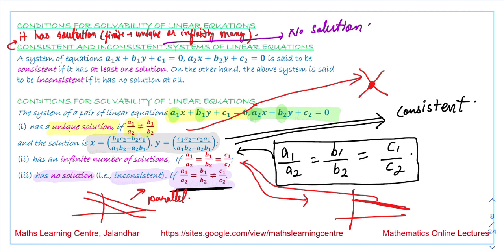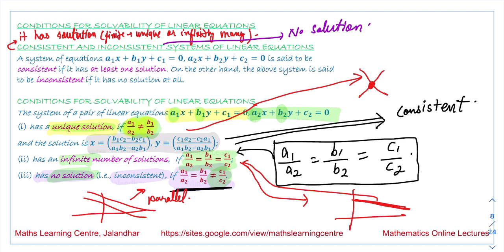Now algebraically we have three conditions over here. First, for consistent: a1 over a2 should not be equal to b1 over b2, then it has a unique solution. If a1 over a2 is equal to b1 over b2 is equal to c1 over c2, then it has infinitely many solutions. And if it is not equal to c1 over c2, then it has no solution.